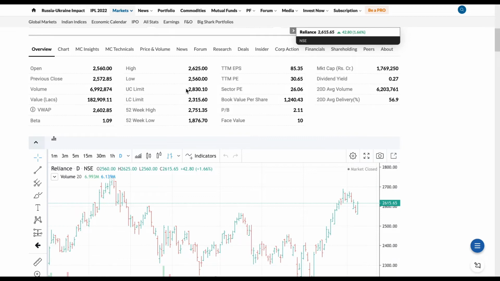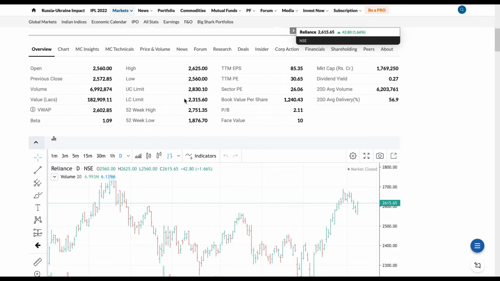Similarly for the LC limit, which stands for the lower circuit limit, this is again calculated in percentage format, and this shows the lowest price at which the stock can be traded with respect to the opening price of the stock. This actually hedges the losses of the company because it allows the stock to be traded down to the lowest point, but below that it cannot be traded, so the company does not incur a severe loss.